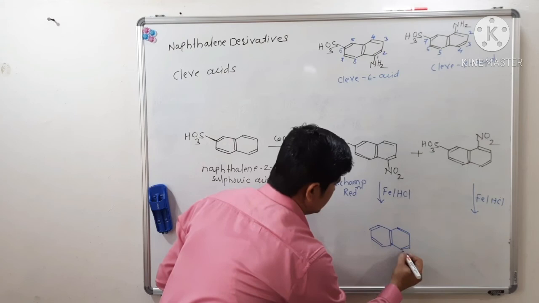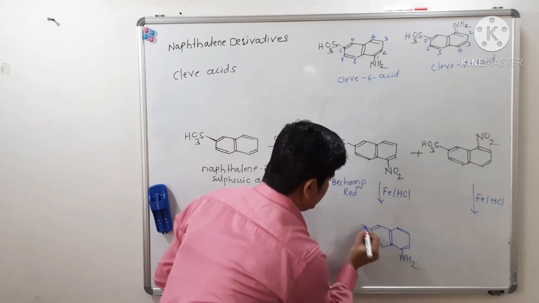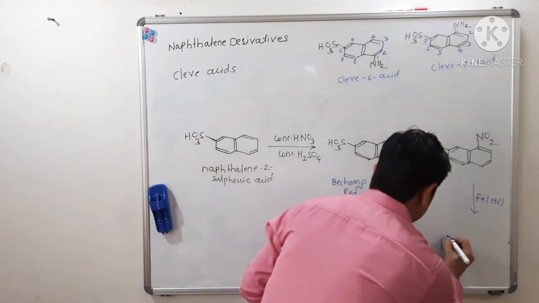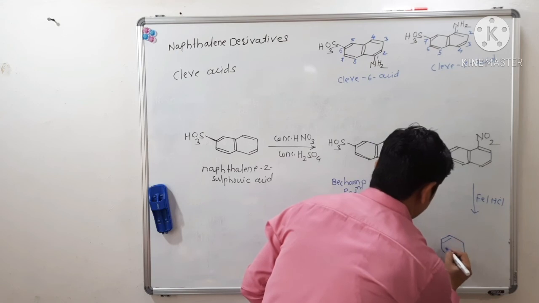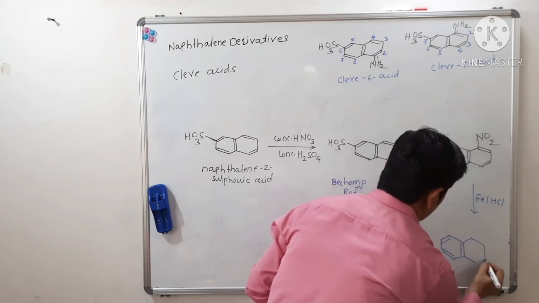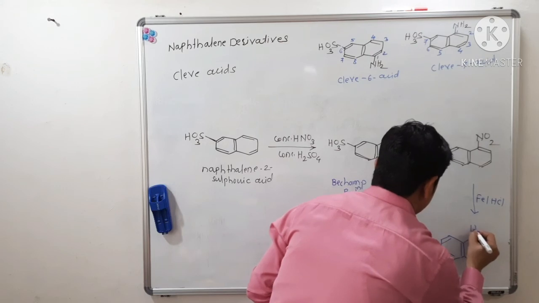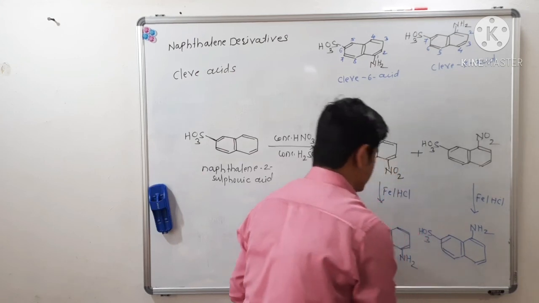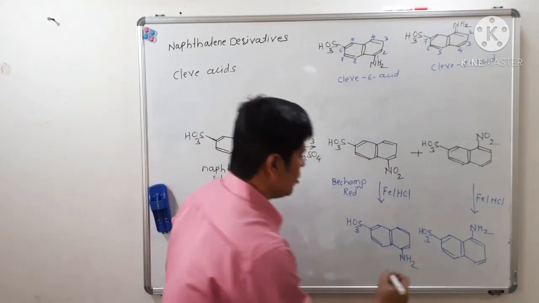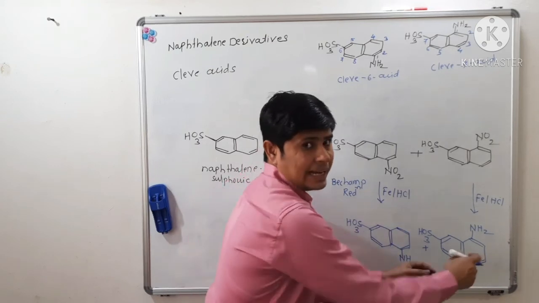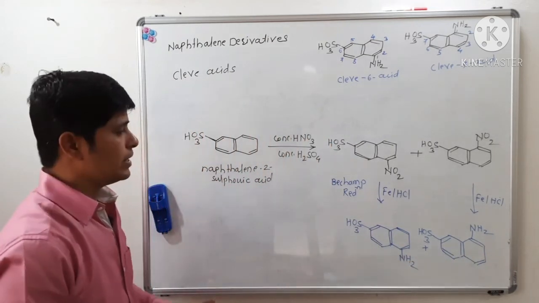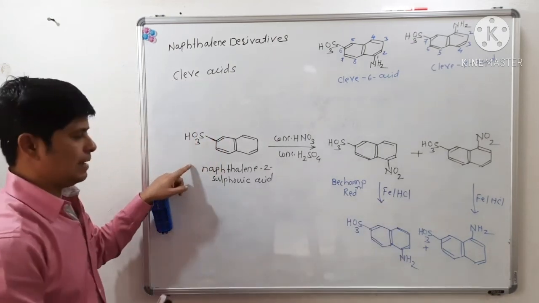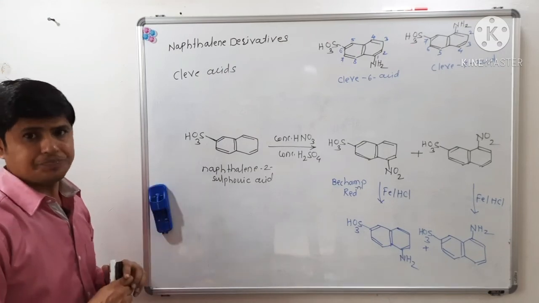So what will we get? We will get Cleve 6 acid and Cleve 7 acid. This is Cleve 7 acid and this is Cleve 6 acid. So we will get a mixture of Cleve 6 acid and Cleve 7 acid. In this way we can prepare Cleve 6 acid and Cleve 7 acid from naphthalene 2-sulfonic acid, isn't it?